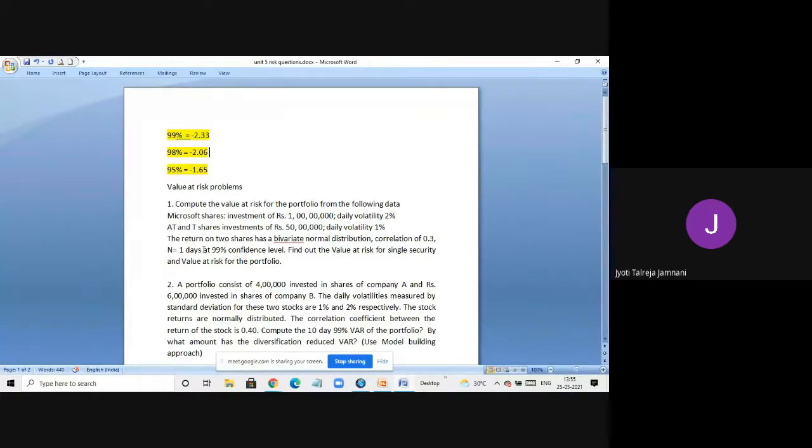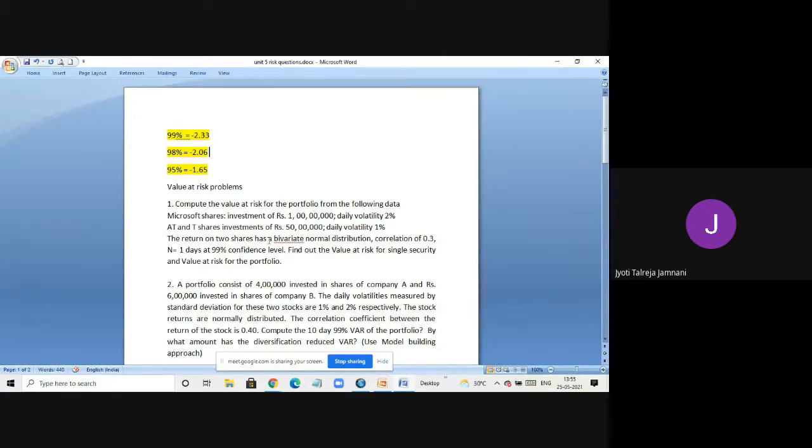When we say portfolio, we cannot invest in only one share. Portfolio consists of investment in multiple shares, bonds, gold, and all those. So then it becomes a portfolio. So here they have given you a portfolio which has two shares, Microsoft and AT&T, and what is the investment in that, and what is the daily volatility of both the shares.